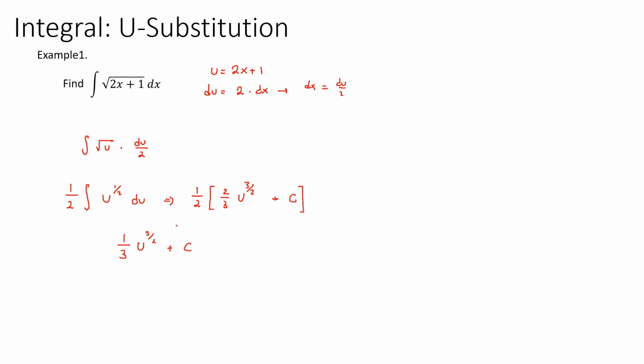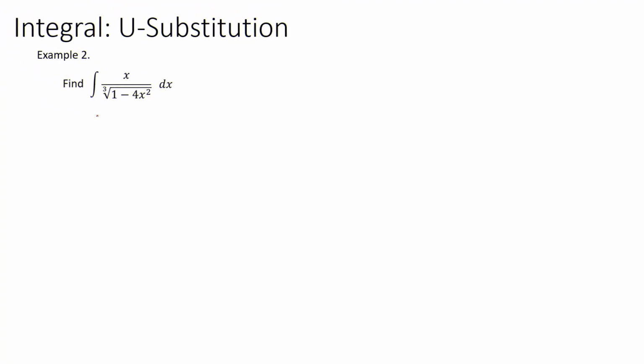Now that we integrated it, we just have to substitute back in your original function and leave the answer in terms of x. So if you substitute, we get 1/3 times 2x plus 1 to the 3 over 2 power plus c, which is your integral of the radical 2x plus 1 dx.